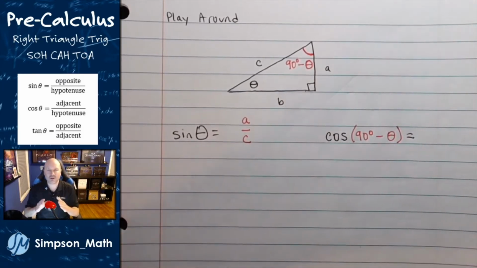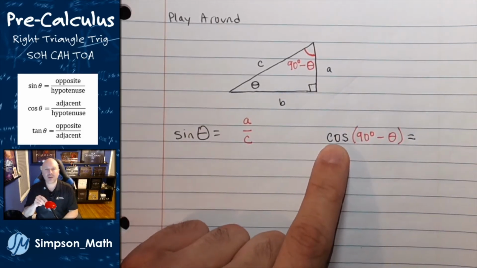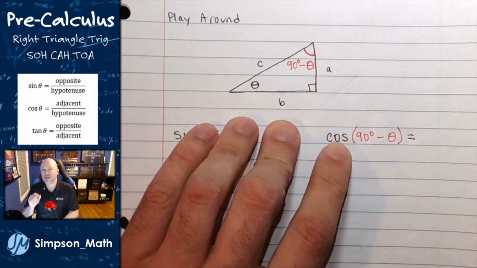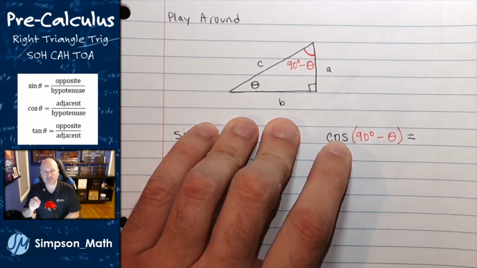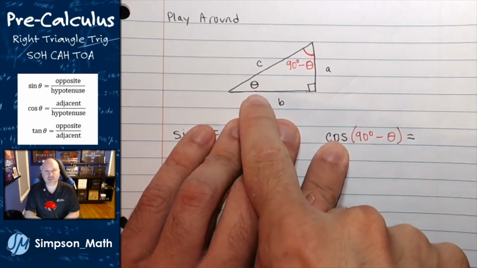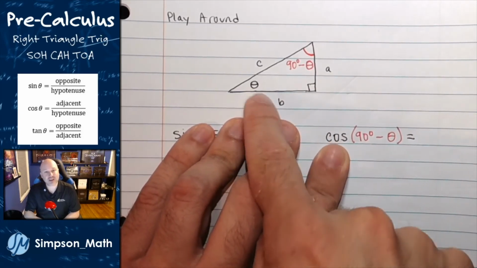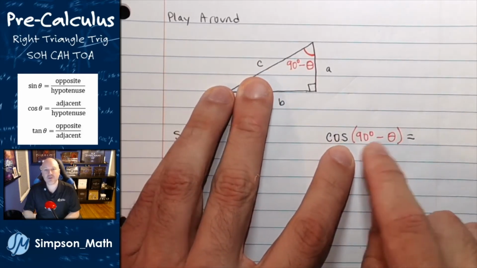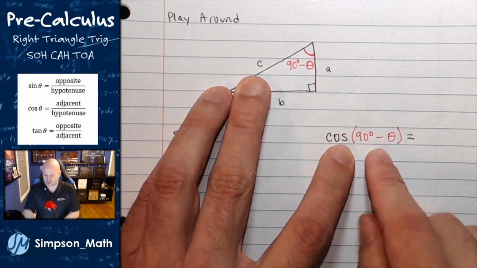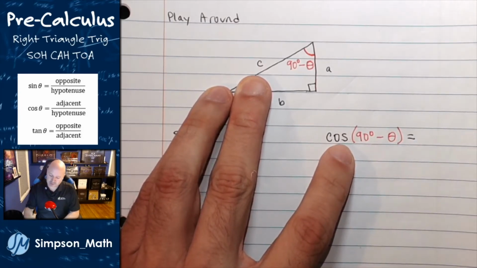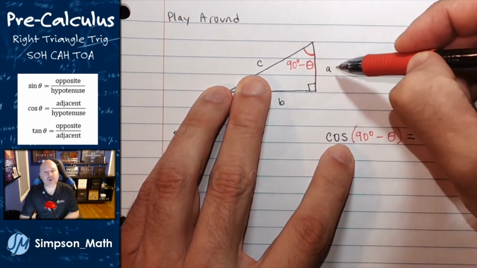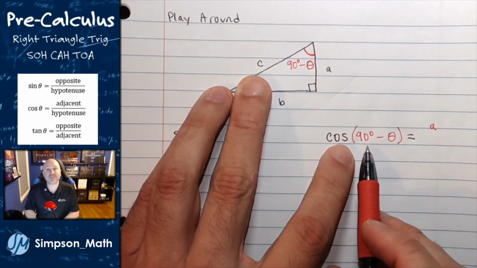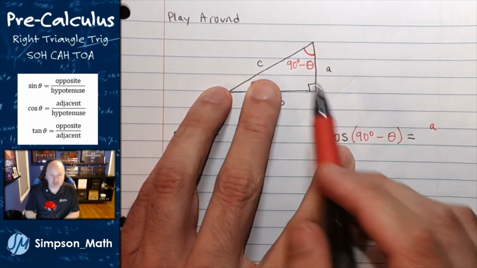All right, we're in SOHCAHTOA definition. Cosine is adjacent over hypotenuse. The angle is very important. We're not talking about this black theta anymore. The adjacent to theta is b, but we're not talking about that angle. We're talking about the red angle. Cosine of the red angle. Well, the adjacent has flipped. The adjacent to the red angle is now this side length a. The hypotenuse, though, is going to stay the same. The hypotenuse is always going to be this c.